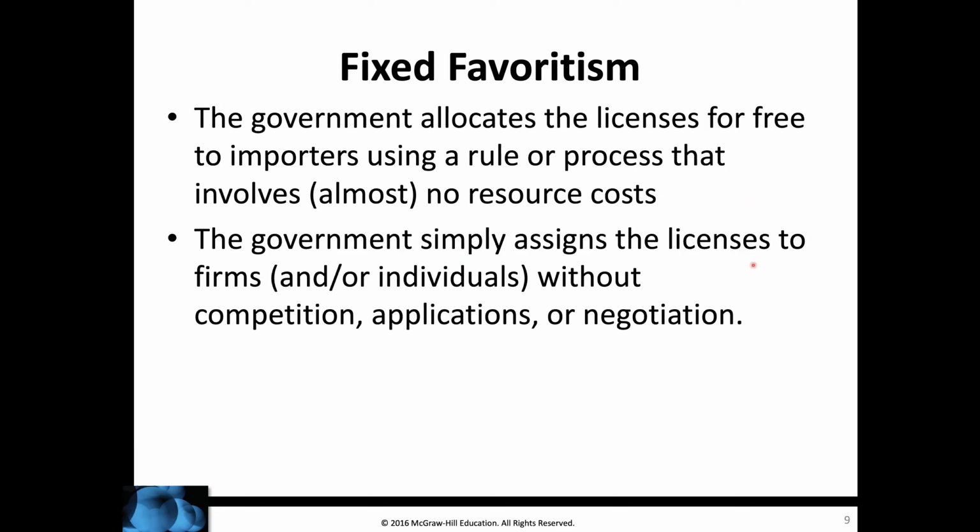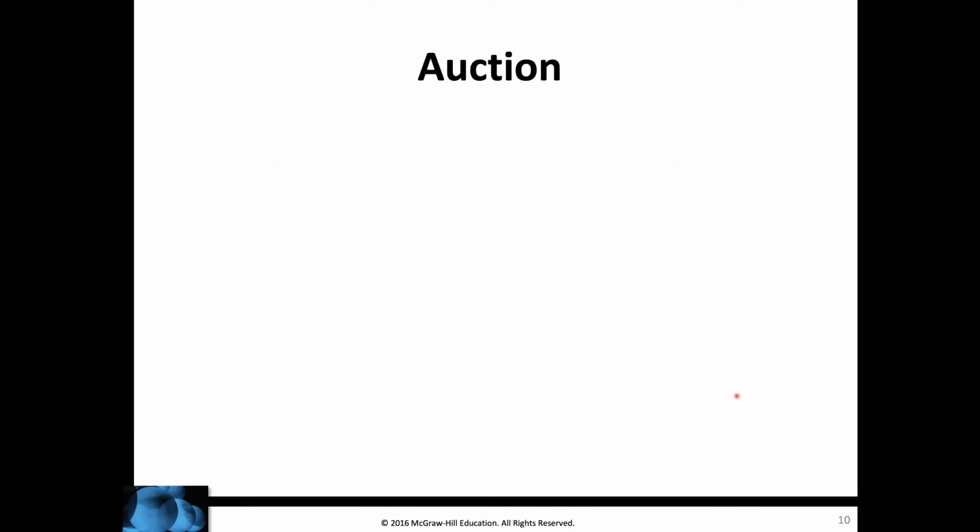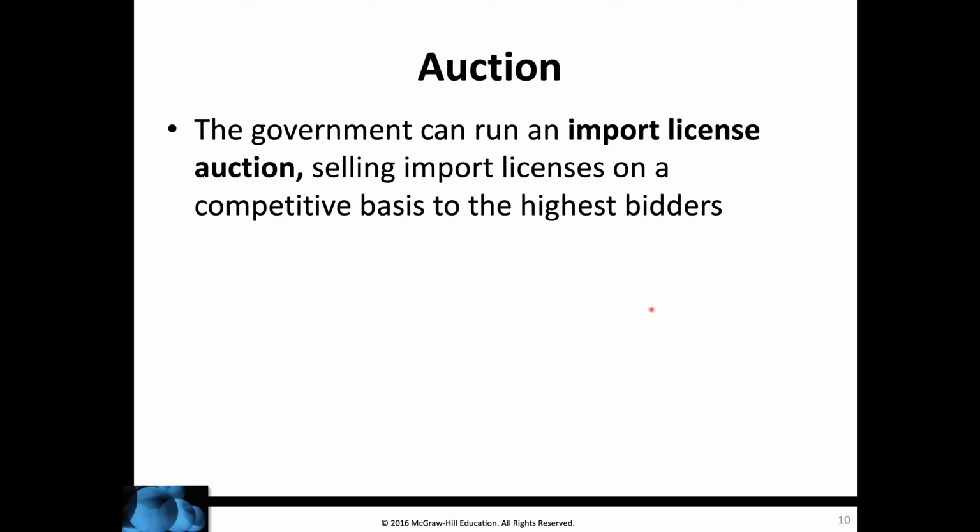The government simply assigns the licenses to firms and or individuals without competition, applications, or negotiation. The firms or individuals who receive the import license would then get area C. They would be the ones that would benefit, and it would just be given to them by the government. Now with an auction, the government can run an import license auction, selling import licenses on a competitive basis to the highest bidders. The government in this case, of course, gets C, and whoever the highest bidders are will pay the government that import license fee.